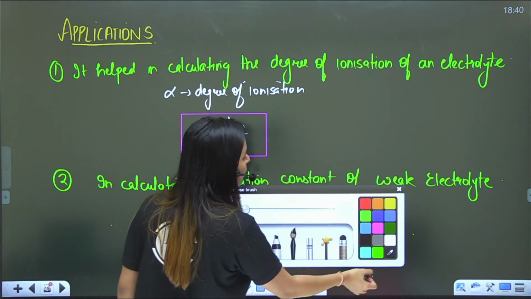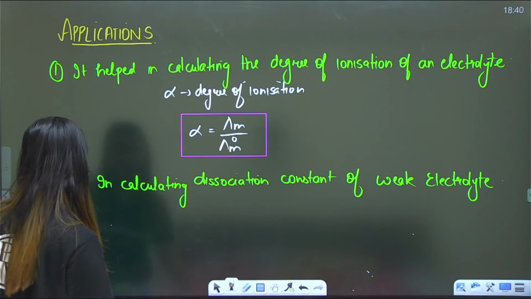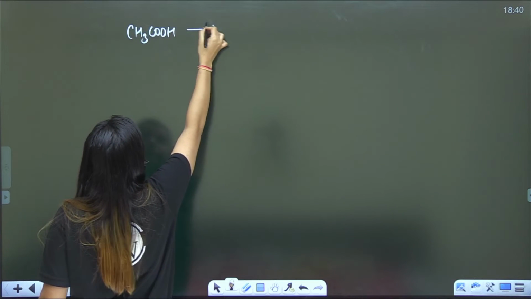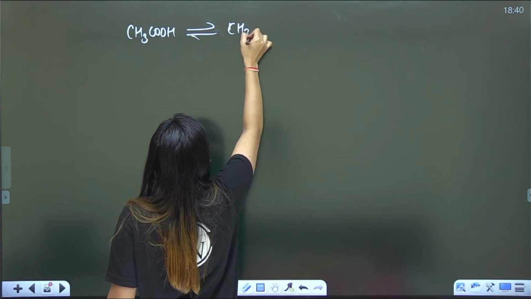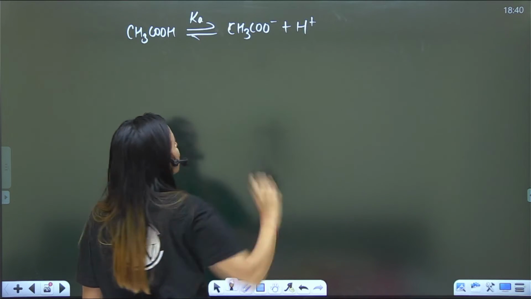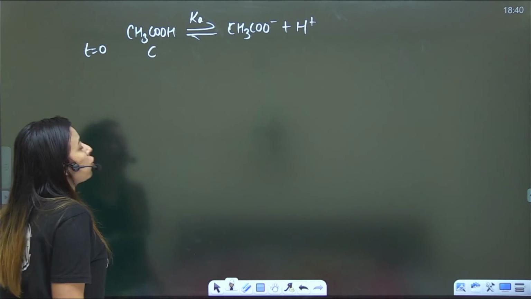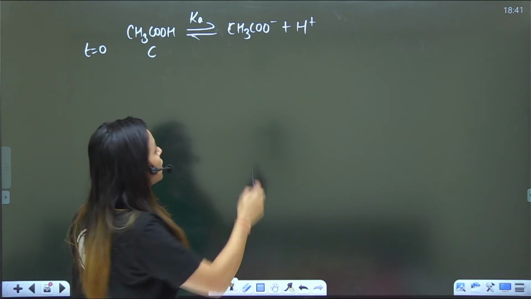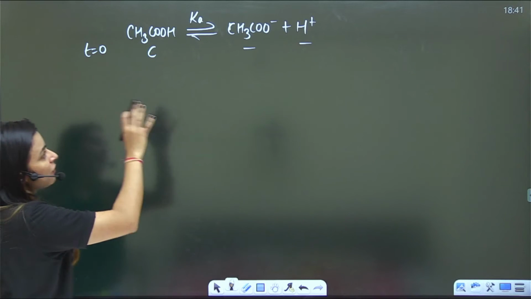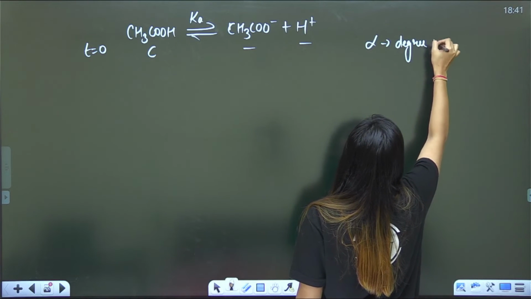Let's take an example of a weak electrolyte, as I have told you, some weak acid. So I am taking a weak acid which is CH3COOH. It dissociates as CH3COO- and H+. This is your dissociation. Now let's say at t equal to 0, you had some concentration C of your weak electrolyte. So there was no dissociation happening because it was the starting. Now we know that alpha is the degree of ionization.